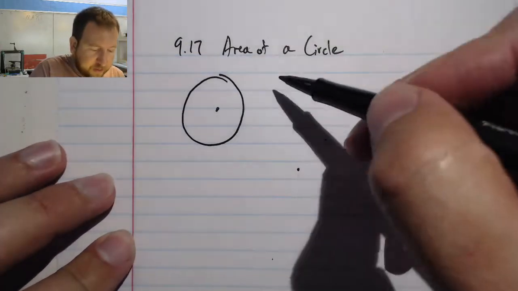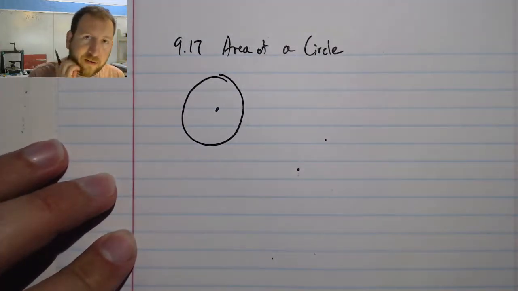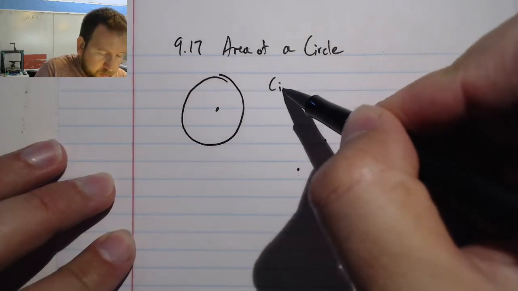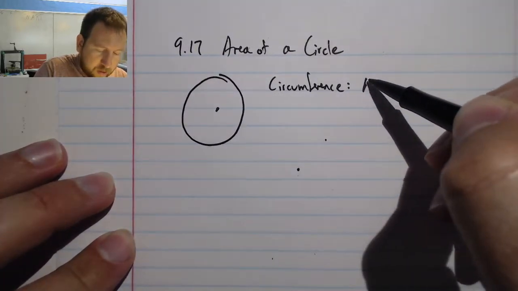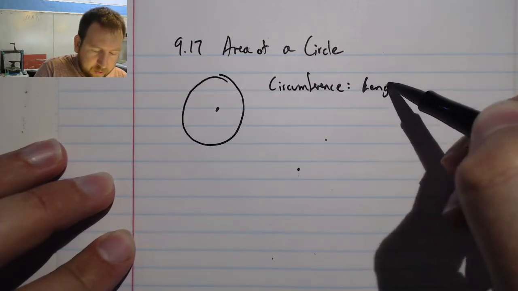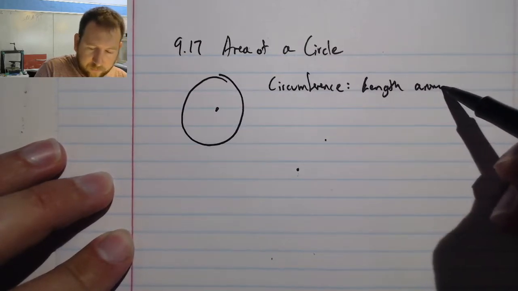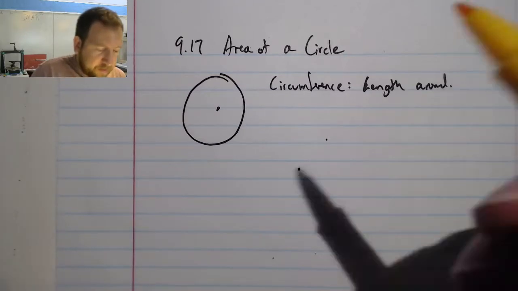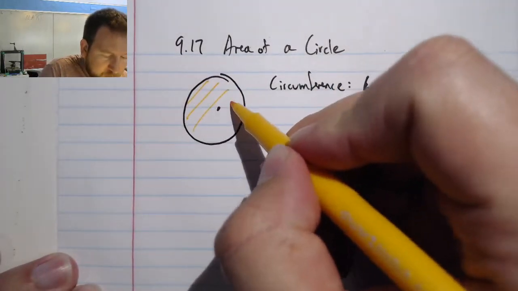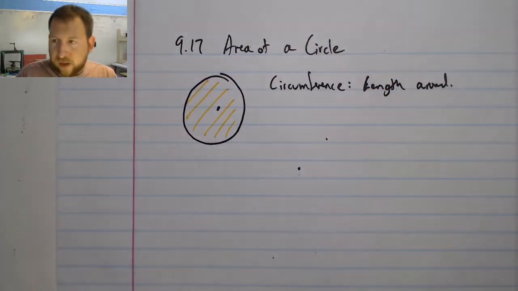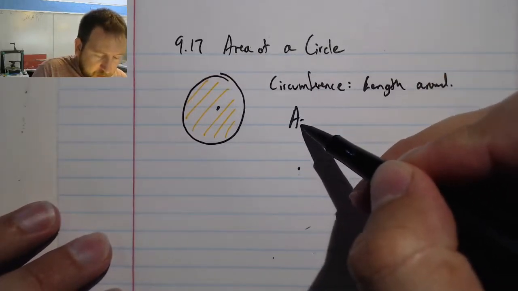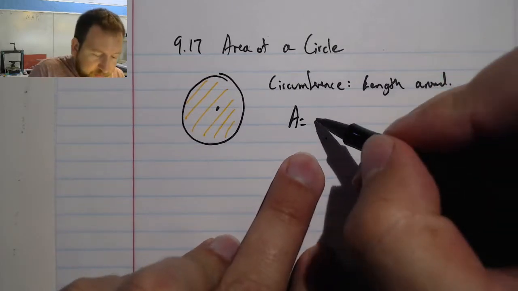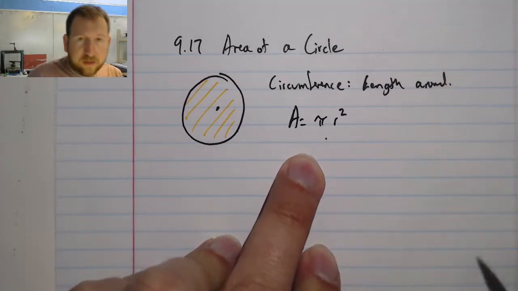And instead of finding the circumference, which is the length going around, this time I'm going to be finding the area inside. And I have a formula for this. The area of a circle simply is pi r squared.